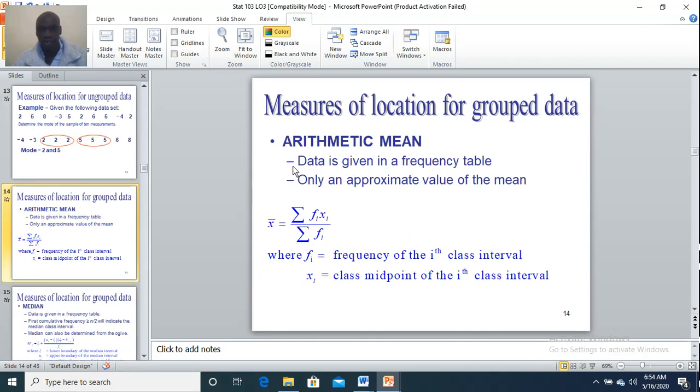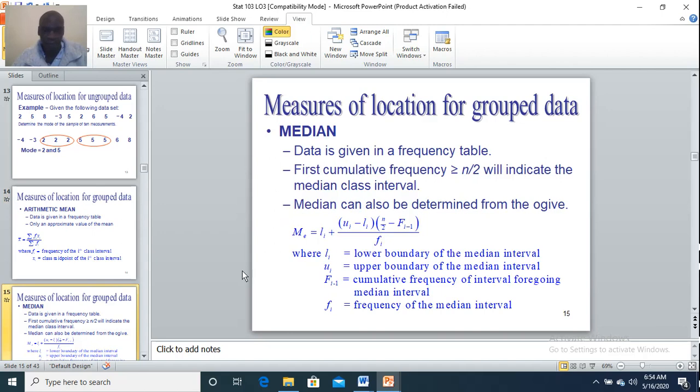Then we can find the mean of a frequency distribution. So we say frequency times the midpoint, divided by the sum of the frequency.